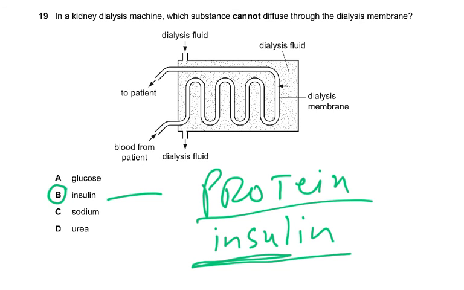The rest of it was all glucose and sodium and urea, which was all rubbish because actually they said cannot diffuse. We want urea to move out of it so that we can remove the urea. That's the function of the dialysis machine: the kidneys are not working, so we want to remove the urea.